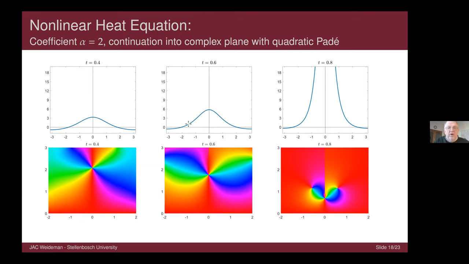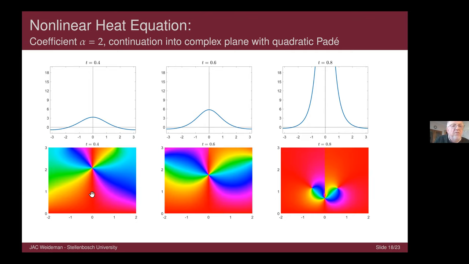Here is what one sees in the complex plane if you use the quadratic Fourier-Padé method. Here are a few snapshots of the solution at various times, relatively small time. This is still close to the initial condition 2 cos x. Here the nonlinearity effect can be seen, and then this is just before blow up at time 0.8. And here we can see the position of the singularity in each of these pictures in the upper half of the complex plane. And this matches what the Darboux estimates predicted in the previous picture.